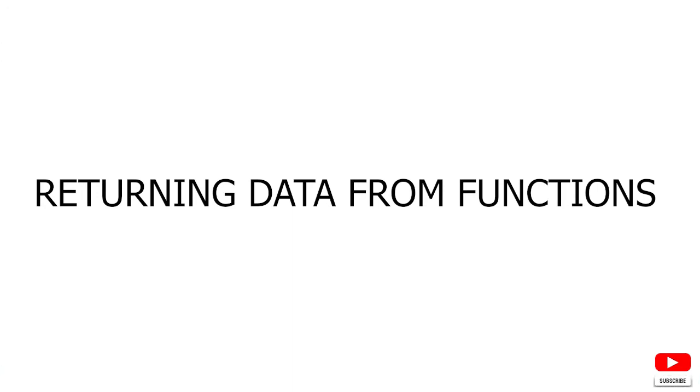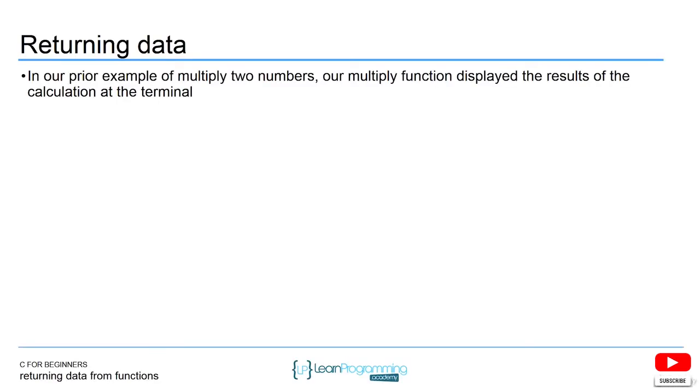In our prior example, when we multiplied two numbers, a multiply function displayed the results of the calculation at the terminal. Remember we had that printf statement in there? Also, we had an example where we had a simple function earlier. We just printed out data inside the function. Well, wouldn't it be nice, instead of printing it out there, because it's actually doing more than one thing, if the data was returned and it printed out the data in the main function?